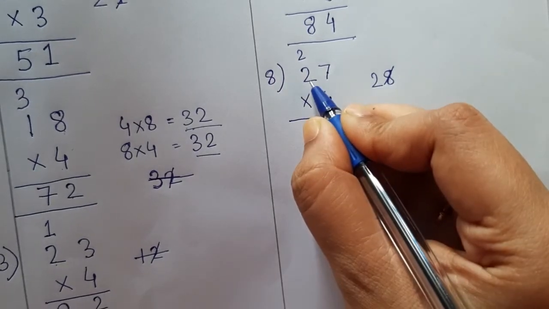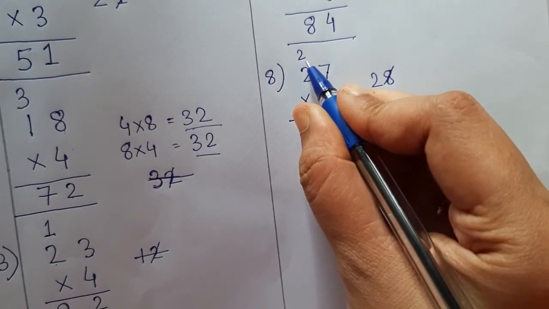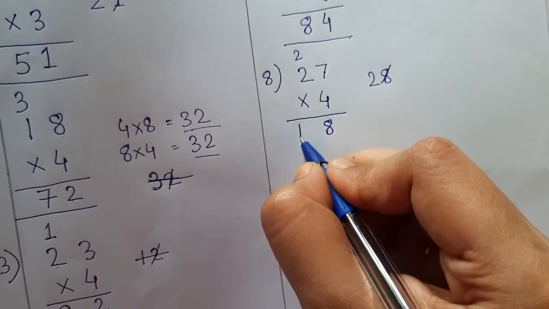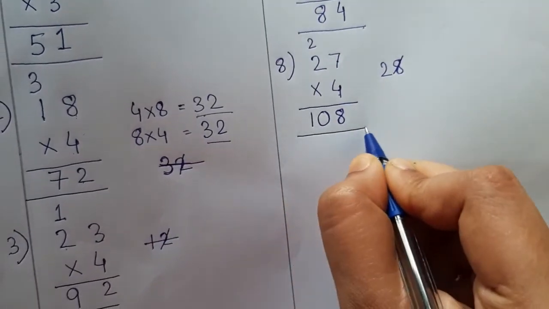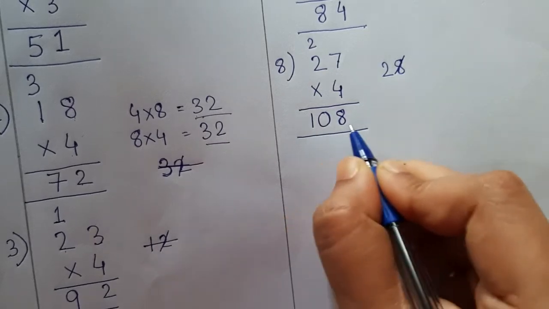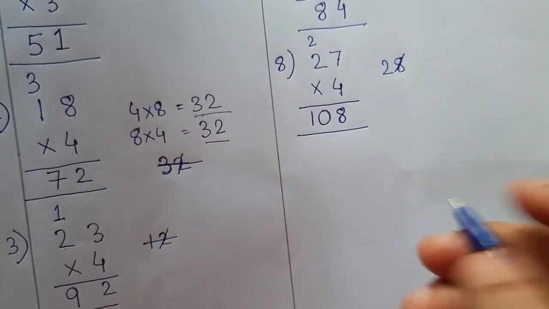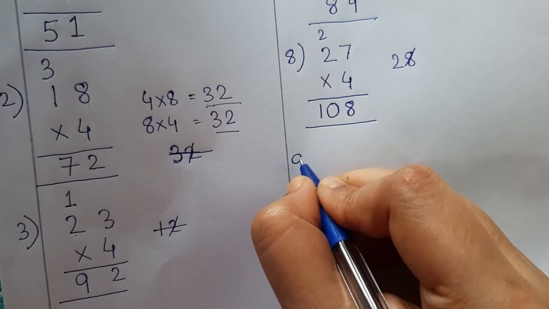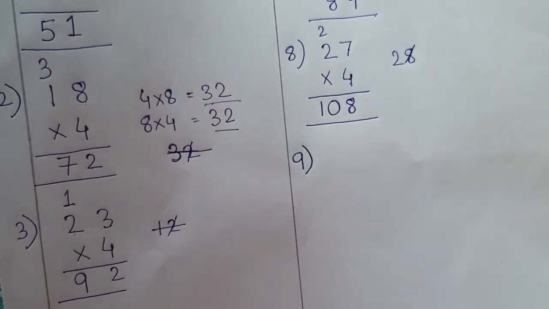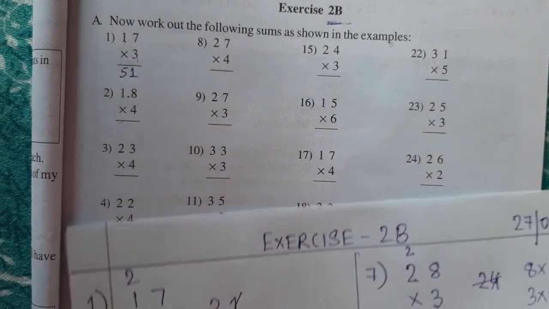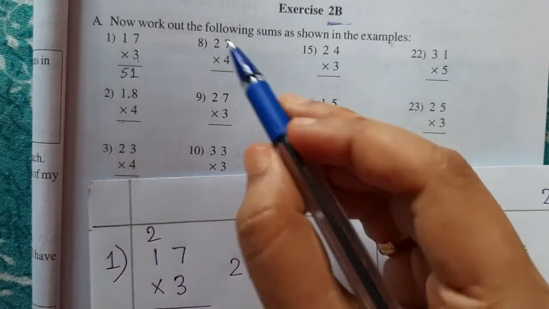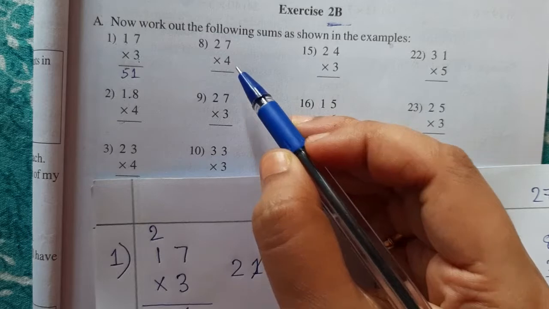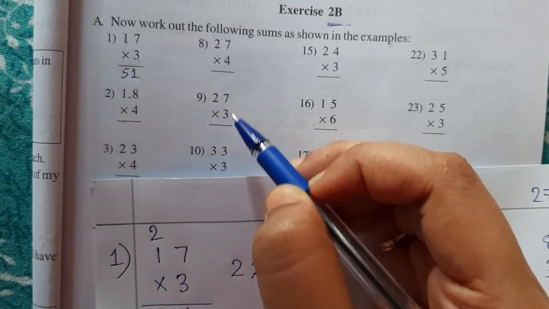4 2s are 8, 8 plus 2: 9, 10. So we got a 3-digit number, 108, as the answer. Okay. Now let's move on to question number 9. 27 into 3. Easy. This was 27 into 4. This is 27 into 3.